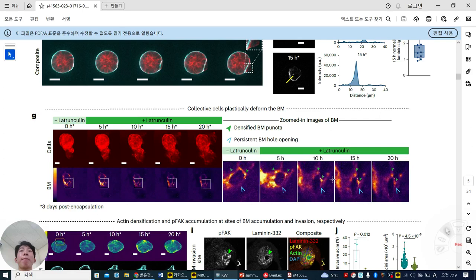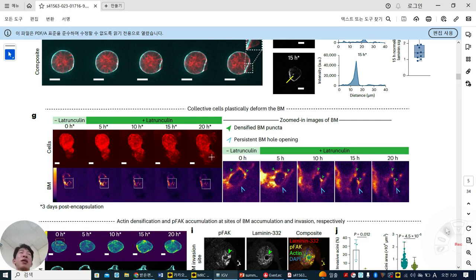So even though they treat with LAT A, the cells from the spheroid, they don't migrate out? Actually, they did mention they can have a probability to migrate out. They just maintain their structure. No, actually here, they didn't check their migration speed or migration function.